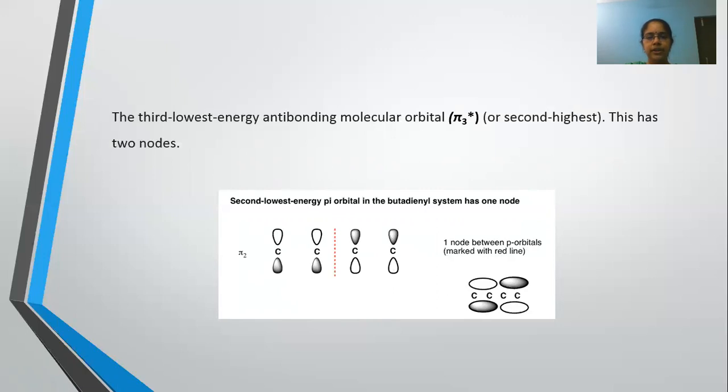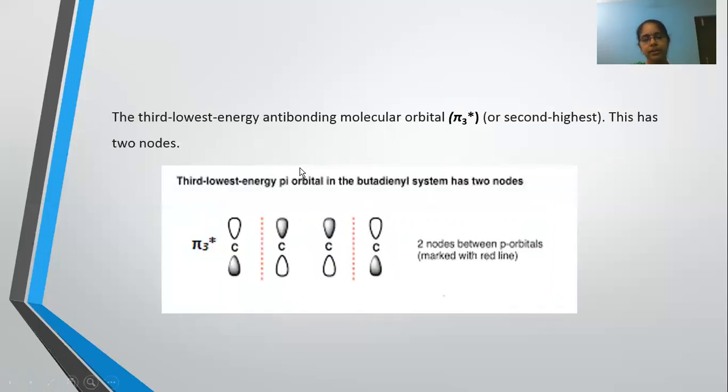Now coming to the third representation, the third energy molecular orbital is represented as pi3 star. This is the anti-bonding, or the second highest energy molecular orbital, and it possesses two nodes. These two nodes are placed between these two carbon atoms and between these two carbon atoms. So the phases of the adjacent carbon atoms are flipped.